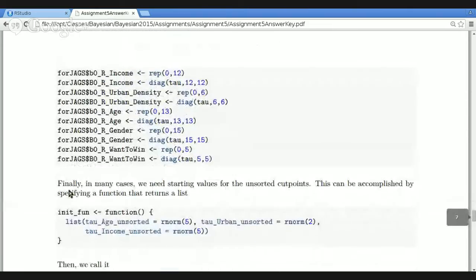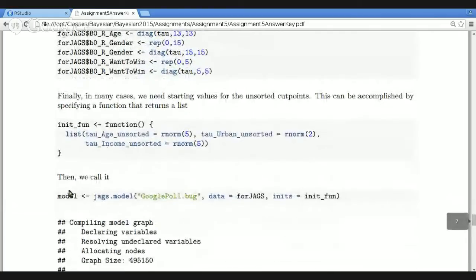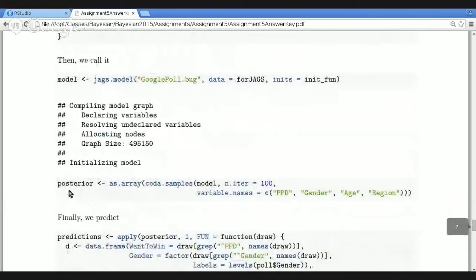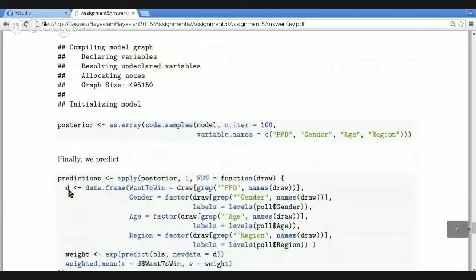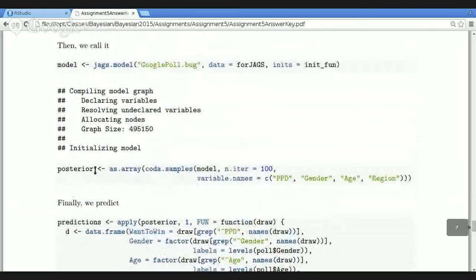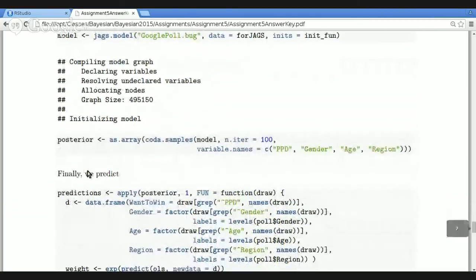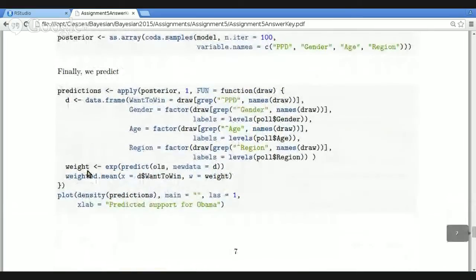For the cut points, sometimes you need starting values to get JAGS going. That's all fine. In any event, you get a coda object that you should probably analyze for whether this converges, but the only pieces that you need are the posterior predictive distribution, gender, age, and region, because the sampling weights are only a function of gender, age, and region.